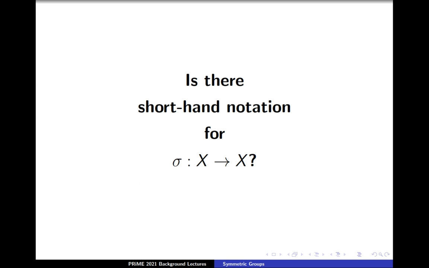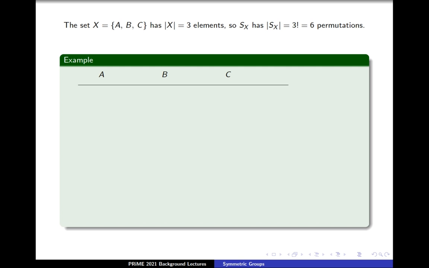Is there a shorthand notation for such permutations from X to X instead of writing out what they do to each element? Okay, so let's return to our example, and we will see an example of what's called cycle notation.